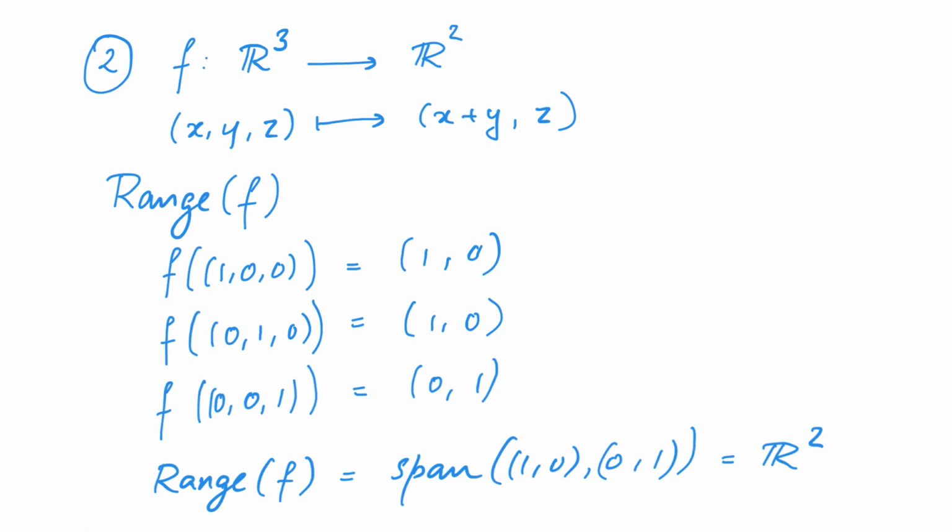Also notice that range of f has dimension 2 and we saw that the null space has dimension 1. And 2 plus 1 is equal to the dimension of R3, which is 3. This again is no coincidence, and this will be the story of the next video.